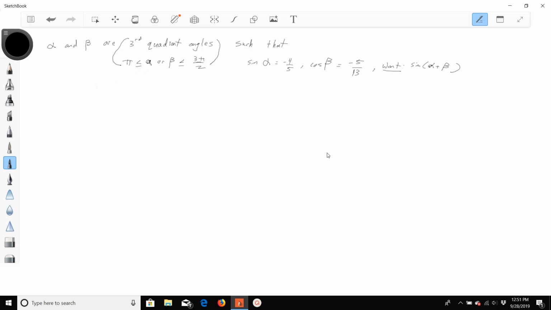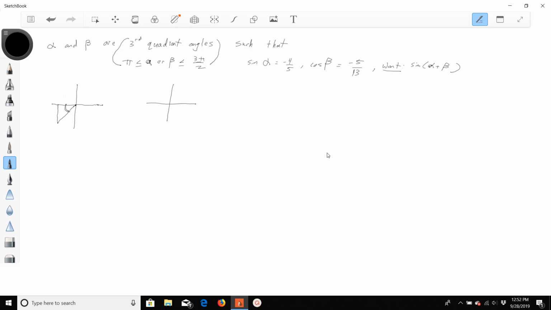So now I'm going to draw separate triangles for each one of these, because they are separate triangles. They're forming different angles, alpha and beta, and the trig functions of those angles are different. So if we're going to draw one triangle that has a third quadrant angle alpha, and the sine of that angle alpha gives us negative 4/5, it would look something like this. So now we've got our triangle like this.